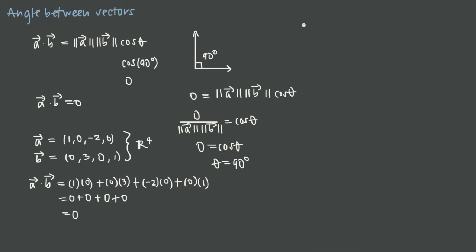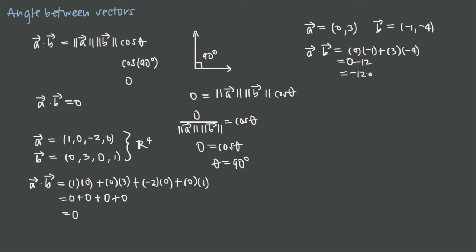Let's take another example though. Let's say we have the vector a, which is equal to <0, 3>, and then we have the vector b, which is equal to <-1, -4>. If we want to find the angle between the vectors, we'll simply take their dot product first. So the dot product of a and b will be equal to 0 times -1 plus 3 times -4, or 0 minus 12, or -12. So that's the dot product.